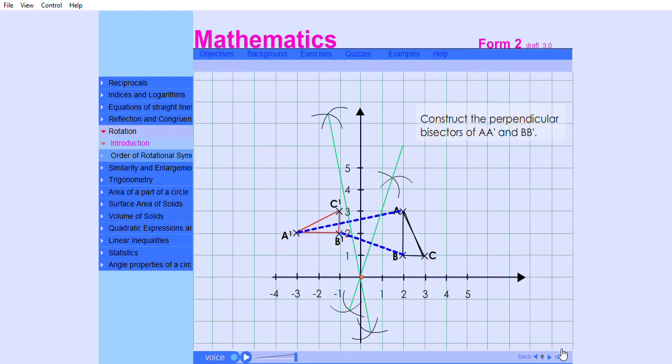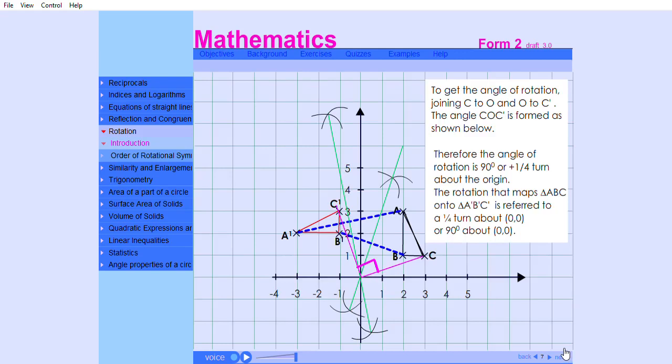With center A and radius more than half of AA1, draw the first arcs below and above the line. With the same radius and center A1, draw the second arcs to intersect the first arcs at points X and Y. Read off the coordinates of the point of intersection, that is (0, 0).